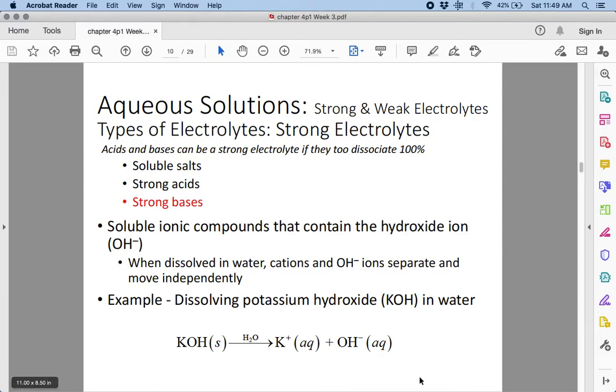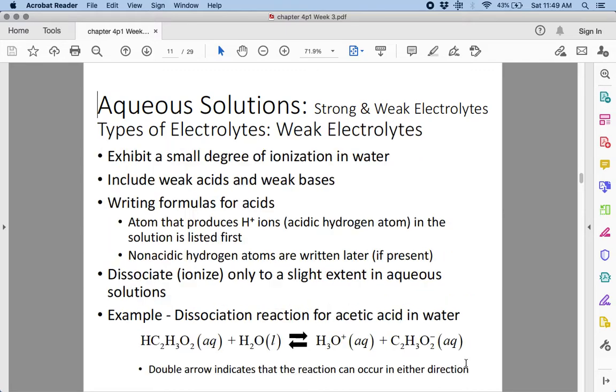So for example here, potassium hydroxide is a solid. When it's exposed to water, it dissociates 100% and we get potassium cation and hydroxide anion. Therefore, a very strong electrolyte.